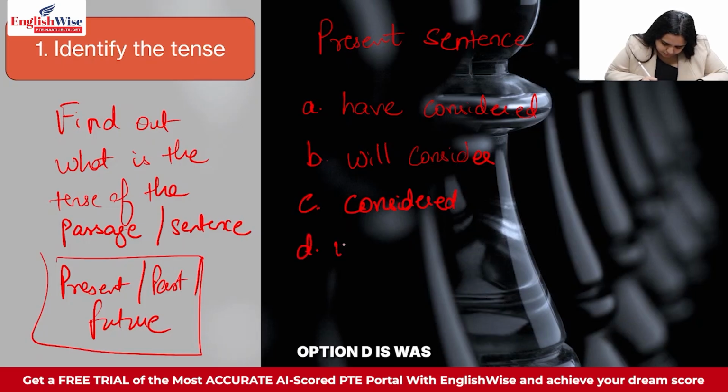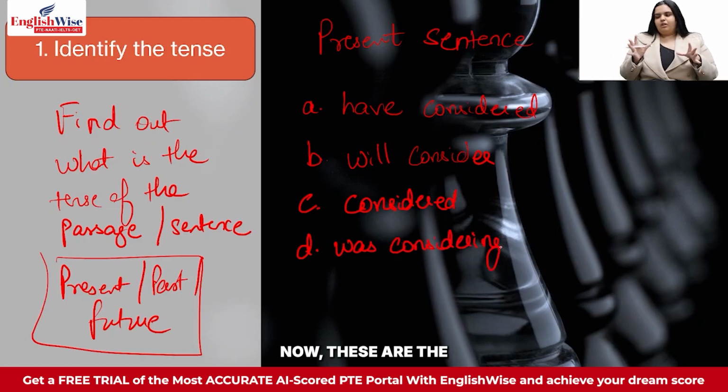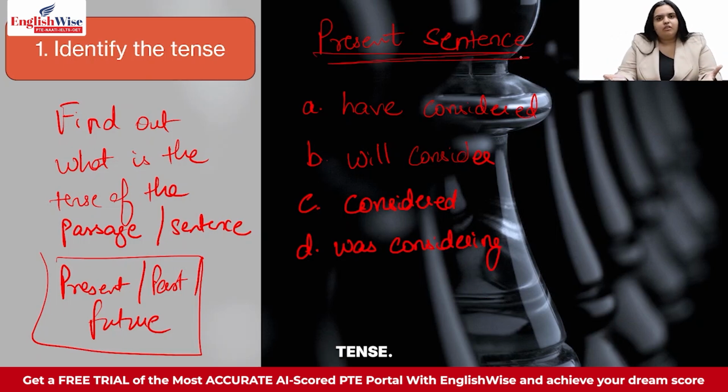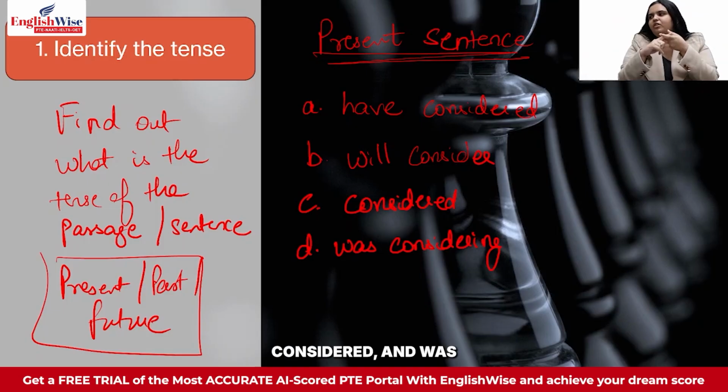And option D is was considering. Okay, now these are the 4 options given to you for a sentence which is in the present tense. When you start by identifying the tense first, as your first and foremost step, you see that I have to take a sentence which is in the present tense. So let us look at my options: have considered, will consider, considered and was considering.